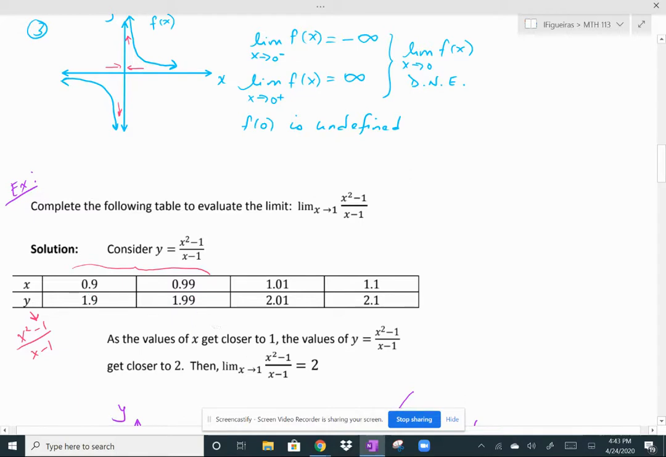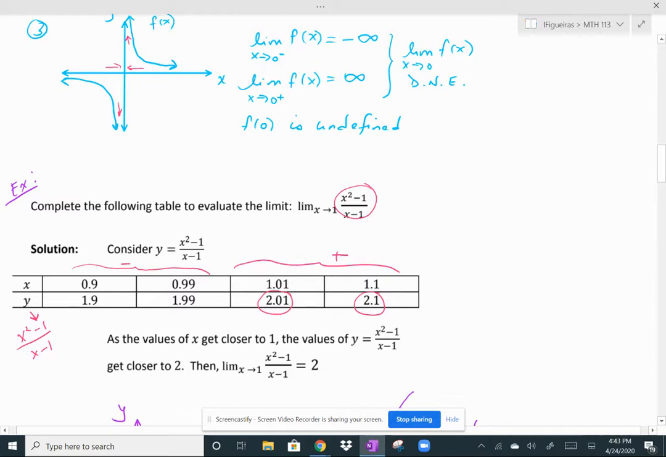Now we have to do the same thing. So this was the left side. Now we do the same thing from the right side of 1. So I pick values close to 1 that are greater than 1. So 1.1 is close to 1. 1.01 is even closer. When you plug into y, again, y being the original function that you're taking the limit of, when you plug in 1.1, your y value is 2.1. When you plug in 1.01, your y value is 2.01.